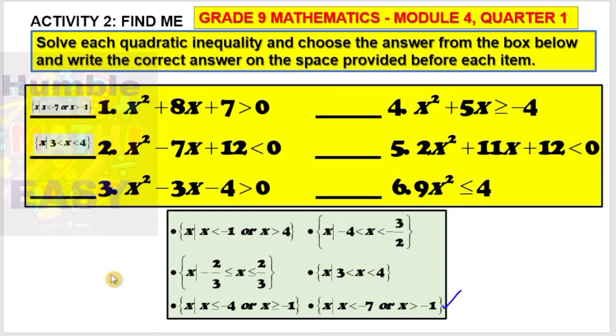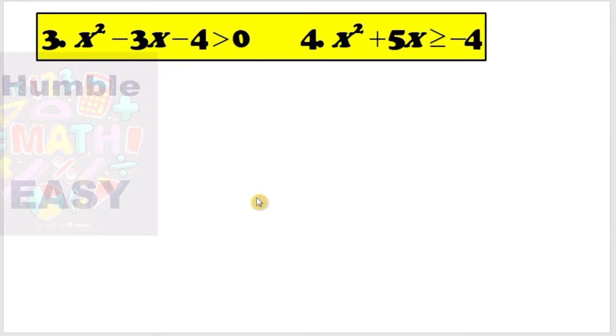Okay. So let's proceed to problem number 3. The problem number 3 is x squared minus 3x minus 4 is greater than 0. The first thing we should do is check if it is factorable. Since the quadratic term is 1, we're looking for the value of the constant term, which is negative 4. So the constant term is negative 4.